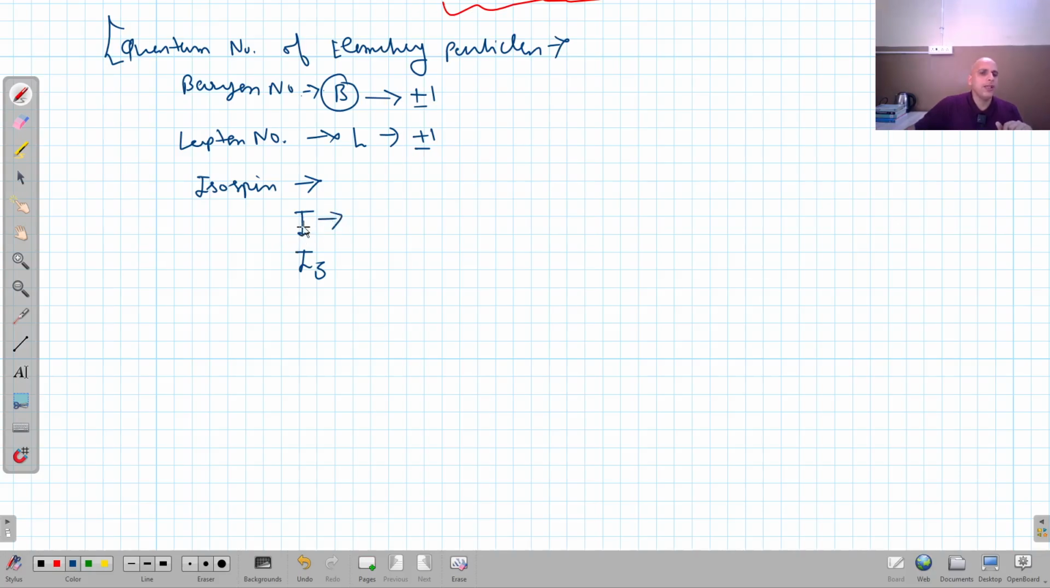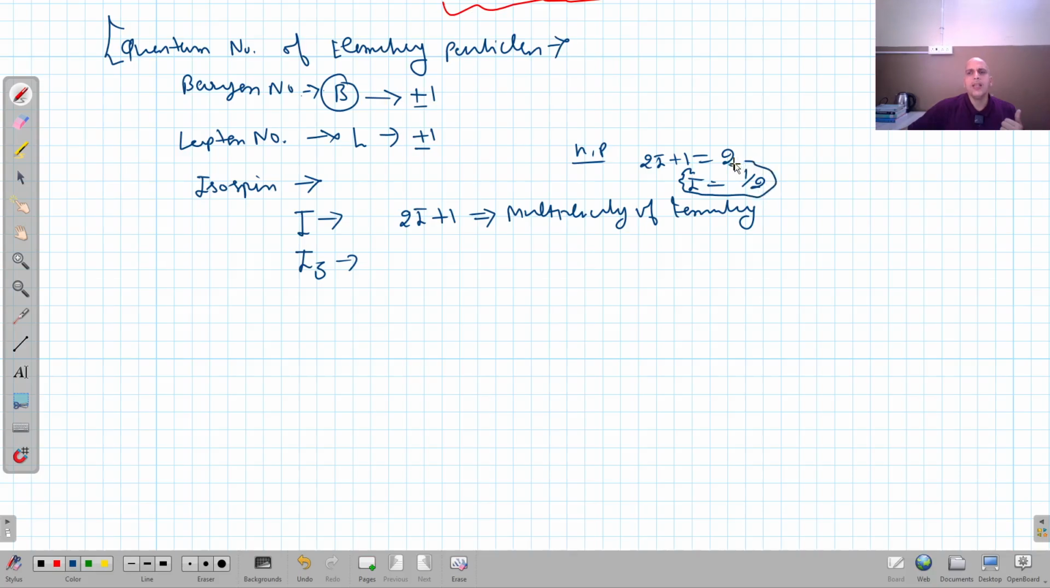If we want to calculate I, then the method is: 2I plus 1 is equal to the multiplicity of the group, right? Multiplicity of a group or a family, I mean the number of family members in that group. For example, suppose I want to calculate I for the nucleon family. There are 2 members, neutron and proton. So 2I plus 1 is equal to 2, so I is equal to 1 by 2. You can do it, right? So I becomes 1 by 2. Similarly, you can do it for the other families of elementary particles.